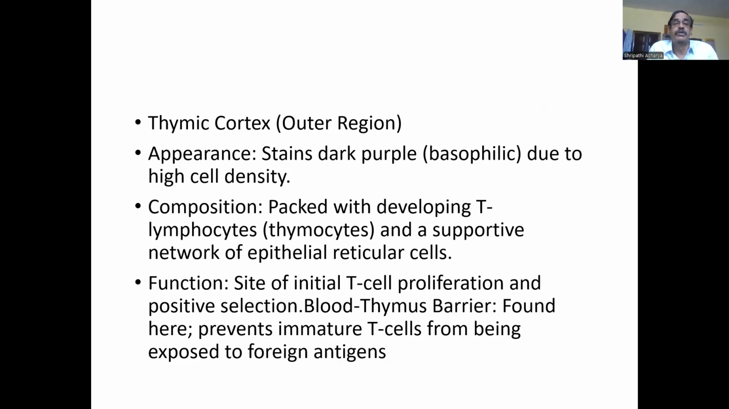Thymic cortex, outer region. Appearance: stains dark purple, basophilic due to high cell density. Composition: packed with developing T lymphocytes, like thymocytes, and a supportive network of epithelial reticular cells. Function: site of initial T cell proliferation and positive selection. Blood thymus barrier found here prevents immature T cells from being exposed to foreign antigens.